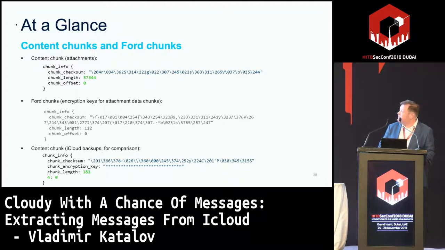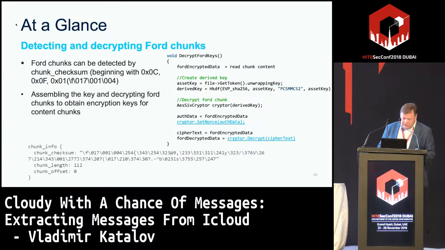Here is the comparison of the different chunks. At the top one is the content chunk for the attachments, the binary data. The second one is the fourth chunk that contains the encryption key. And just to compare how the chunks look for the iCloud backups and for files stored on iCloud Drive, they're very similar, but with usual iCloud data that is not that secured, the encryption key is right in the chunk. So it's much easier.